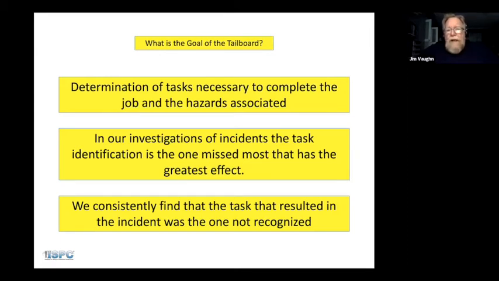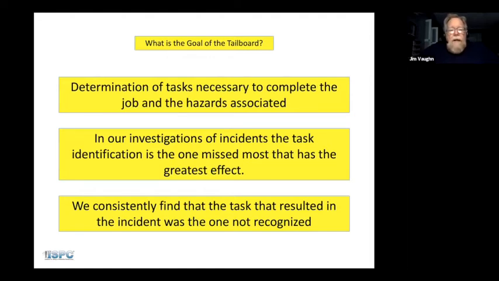But OSHA created for us some expectations of the tailboard, and there was a lot of new information. Everybody on the call probably remembers all the changes that we had to make to our tailboard process, and the rules that came out. So here's three boxes here. Determine the tasks necessary to complete the job and hazards associated. So really that could be the number one role, is to determine the tasks.